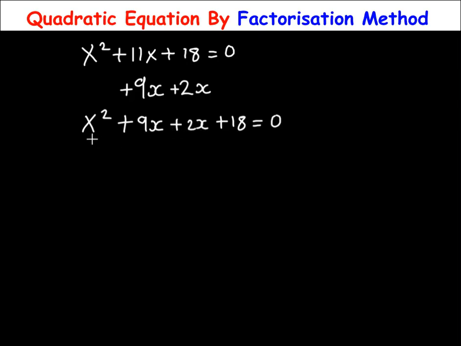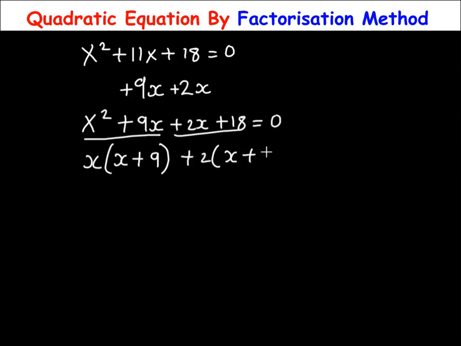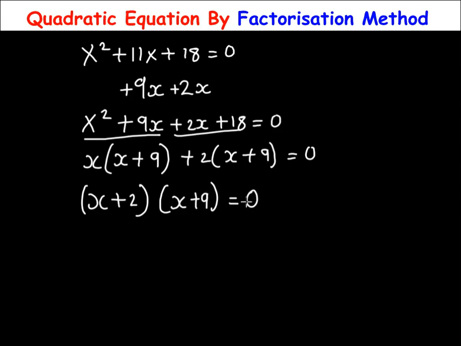Then we factorize the first two terms. Factorizing out x from x squared, you are left with x. Factorizing out x from 9x, you are left with plus 9. Also factorize the last two terms. Factorizing out plus 2 from 2x and plus 18, from 2x you have x, and from 18 you have plus 9, is equal to 0. If you have these two brackets the same, that means you are on the right path. So you can pick out x and plus 2, and put them in a group, and then pick one of these, x plus 9, is equal to 0. With this, equate x plus 2 to 0 and x plus 9 to 0.